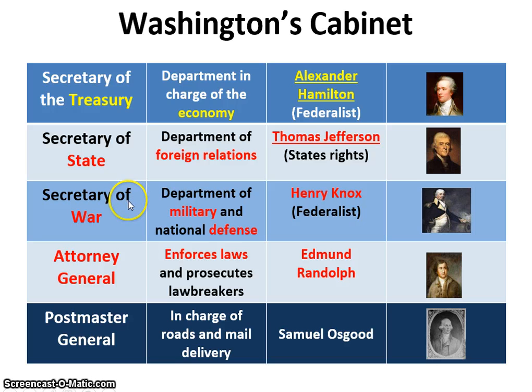Then we have Secretary of War, who handles the military and defense, and that was Henry Knox, who was one of Washington's generals during the Revolutionary War. And then Attorney General, who enforces the laws. This is sort of like the country's chief lawyer, who's in charge of prosecuting lawbreakers. Our first one was Edmund Randolph. Then you have the Postmaster General, who was in charge of setting up the mail, but also in charge of building roads. And that was Samuel Osgood. Of these five, the post office has gone private, so Postmaster General is no longer part of the cabinet. But all of these other four still are.